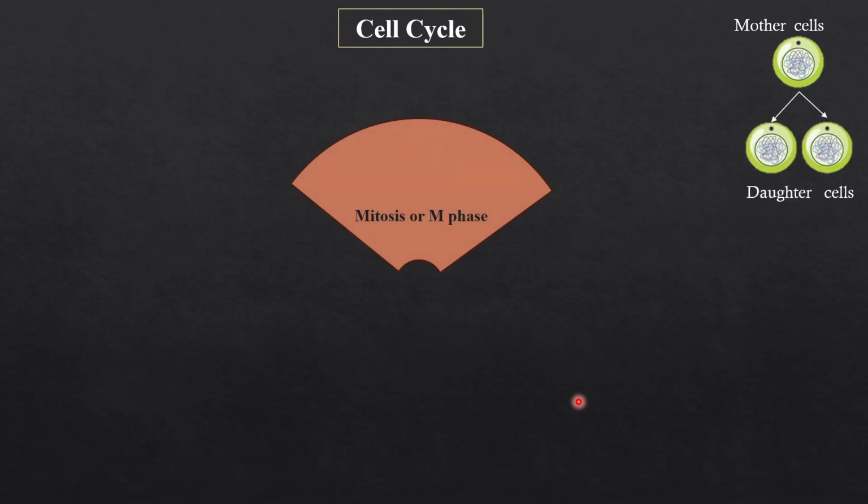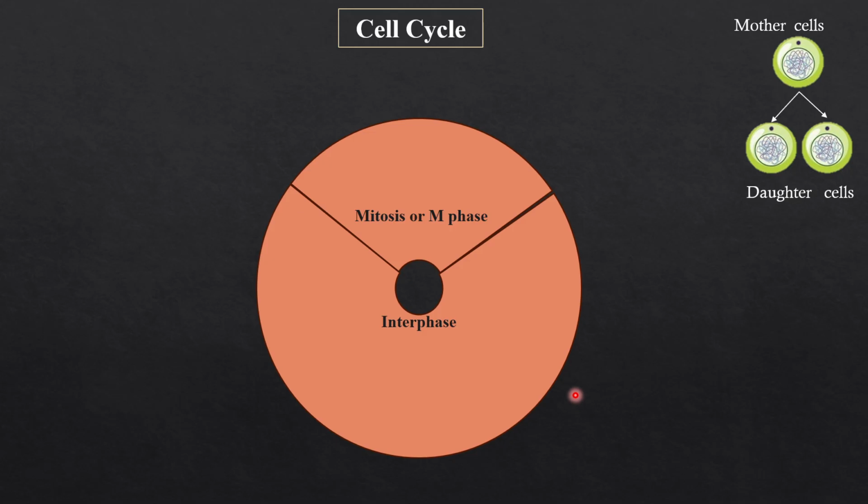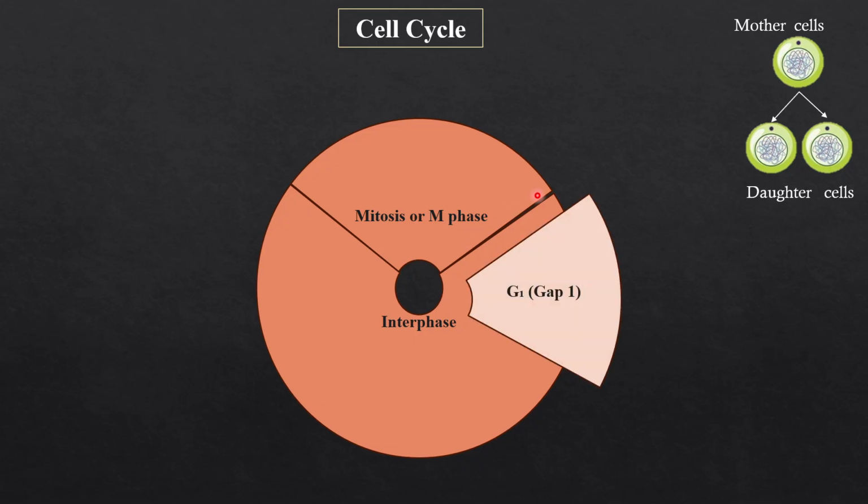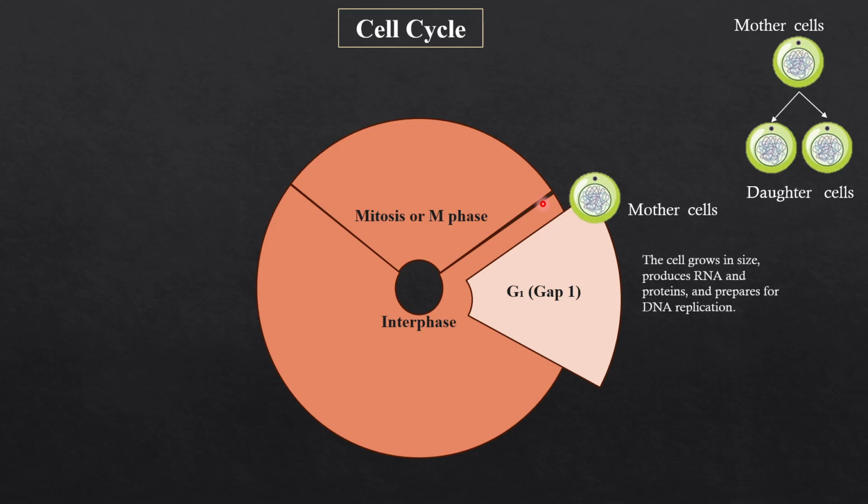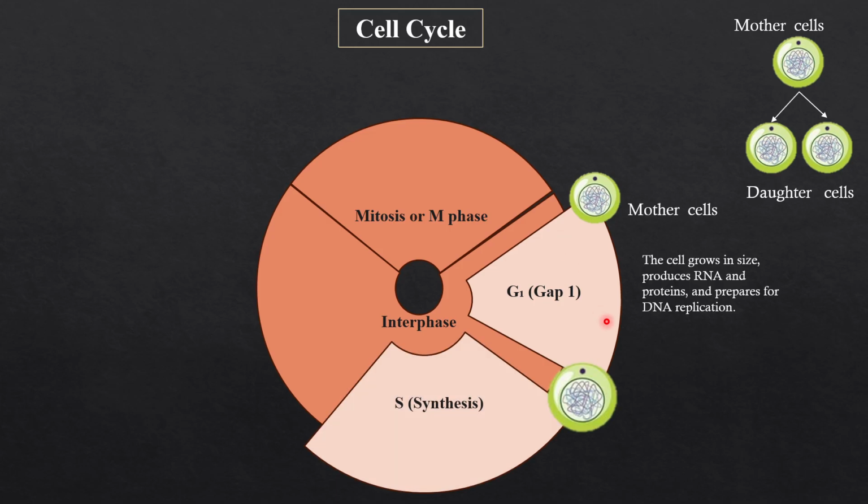Now let's look at how the cell cycle is altered in cancer. So basically, we know that mother cells give rise to daughter cells, and this involves two phases in the cell cycle: one is the interphase, and the other is mitosis, or the M phase. In interphase, there is the G1 phase, where the mother cells grow in size, produce RNA and proteins, and prepare for DNA replication. At the end of G1, the cell size is enlarged, and then it comes to the S phase, or the synthesis phase, where the DNA is replicated so that each daughter cell will receive an identical genome.